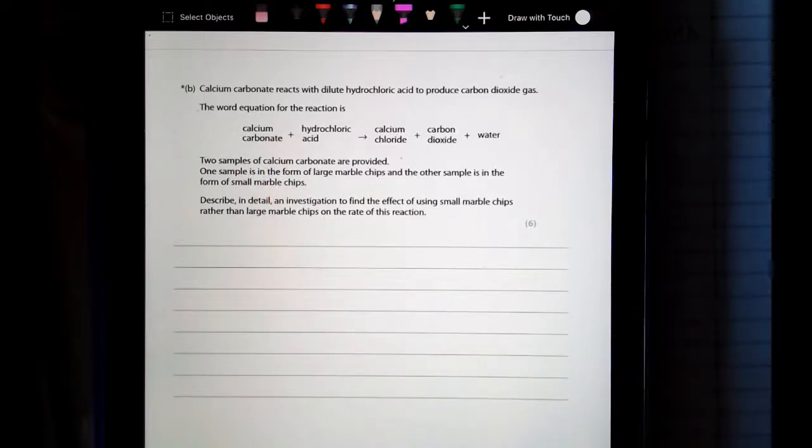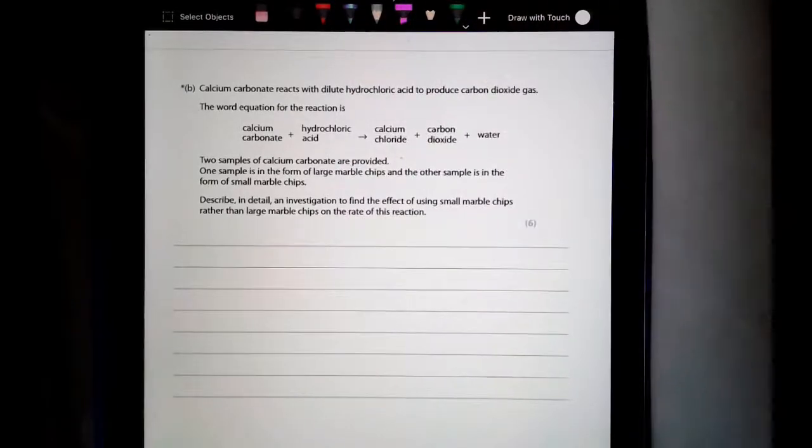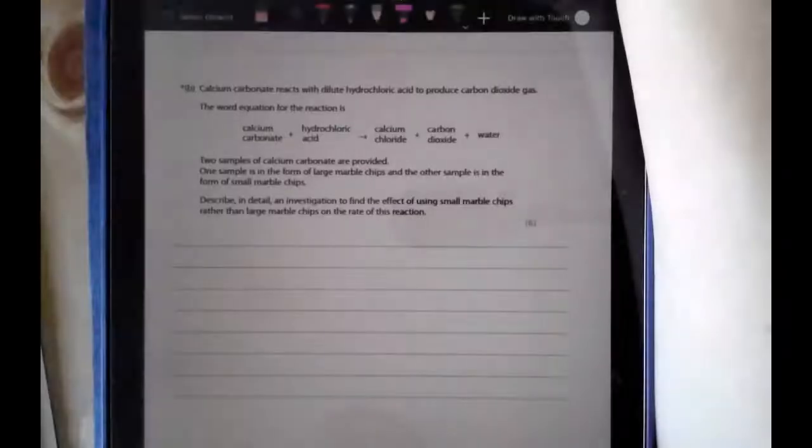So when you're describing the investigation, you need to say what you're going to keep the same and what you're going to measure. You need to give at least one control, and you need to say what you're going to measure in the reaction, and then you need to describe the reasons for this change in rate. Have a go, just jot down a few bullet points of things that you might say if you were given this 6 mark question. Try and use some of the key phrases that we've gone through, and I'll put the answer up now.